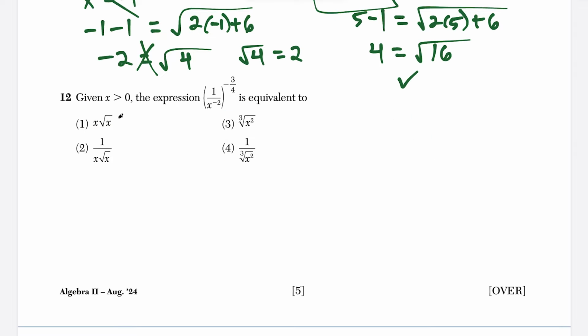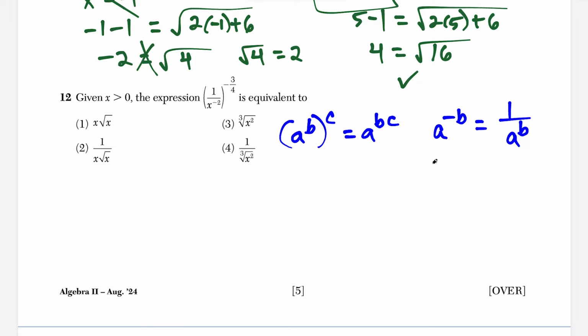Question 12, given x is greater than 0, the expression here is equivalent to, and for this one, we have to know a few properties of exponents. We have to know that a to the b to the c power is a to the b times c. We have to know that a to the -b, so I'll just write it like this, is equal to 1 over a to the positive b power. I could also say that something like 1 over a to the -b is equal to a to the positive b power like this. Okay, so this is another way of saying this rule.